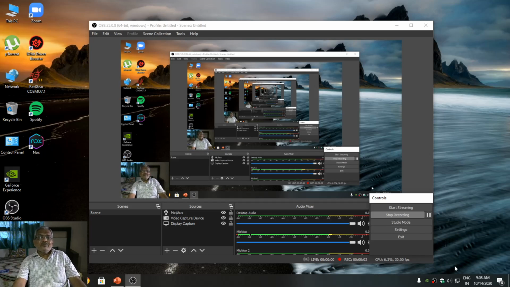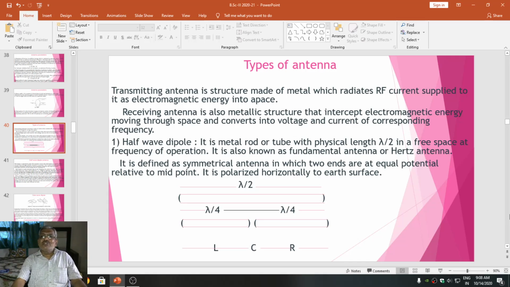Dear friends, in yesterday's lecture, we studied the antenna parameters. Antenna parameters are the characteristics of the antenna that represent the performance of the antenna. We have studied some 7 to 8 parameters of the antenna.